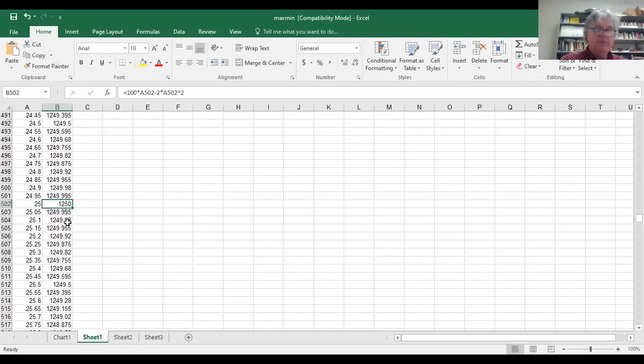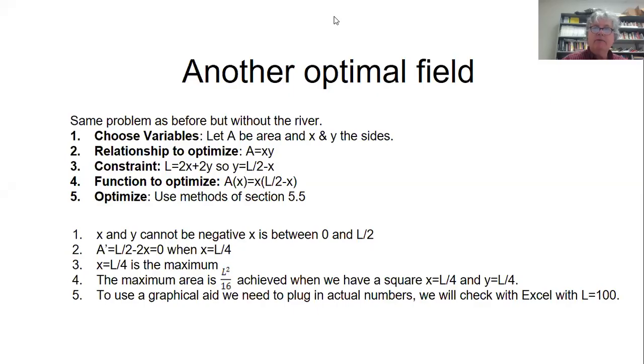We see that it is the maximum. Okay, so that confirms that. Next problem. Okay, here's another optimal field problem.